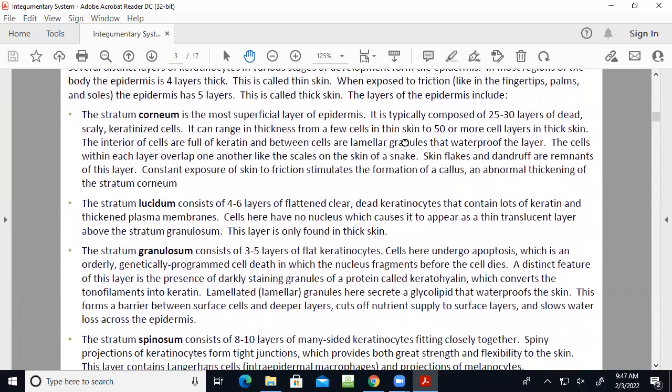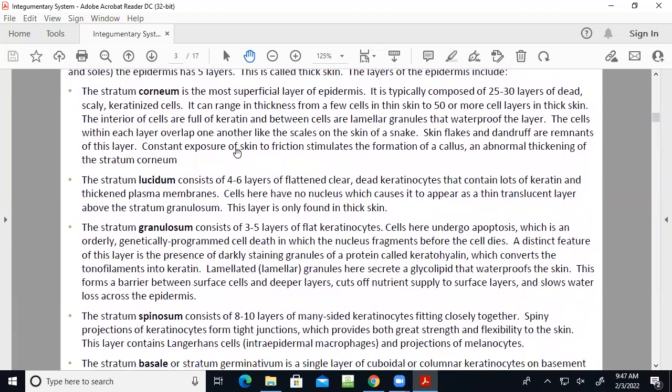Now, in cases where we expose the skin to friction, like in our fingertips, the palms, which are the inside of our hands, the soles, which are the bottom of our feet, the epidermis has 5 layers. We call this thick skin, and the thicker the skin is, the more protective it is, for hopefully obvious reasons.